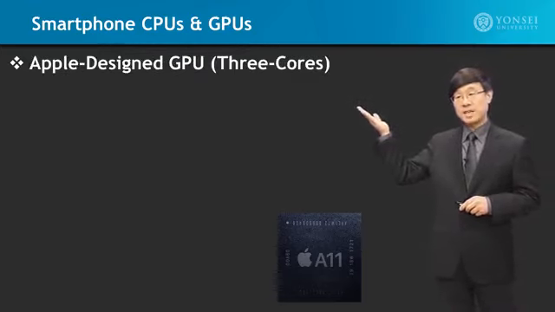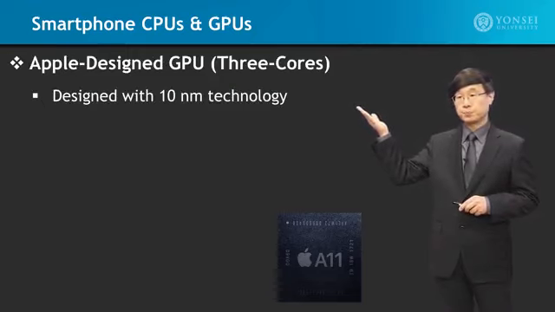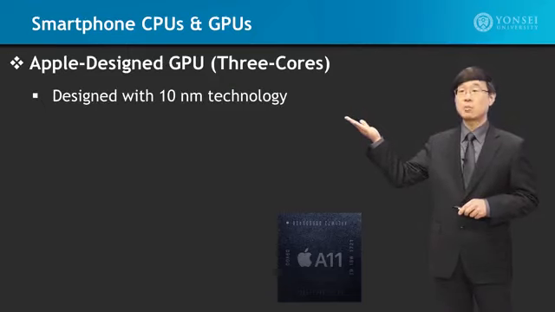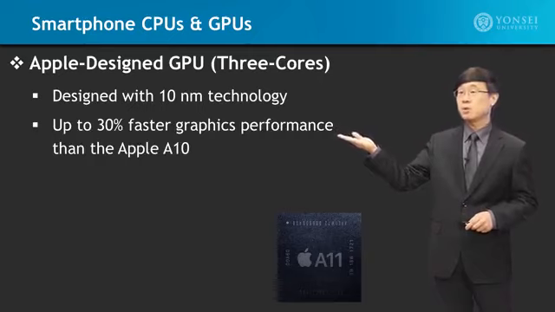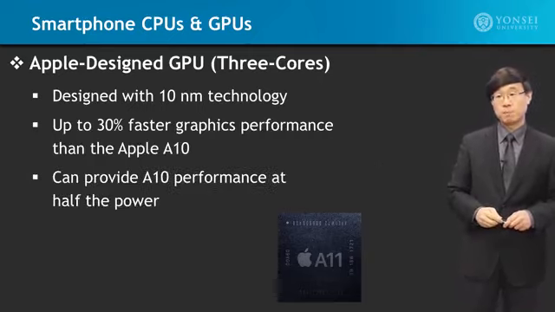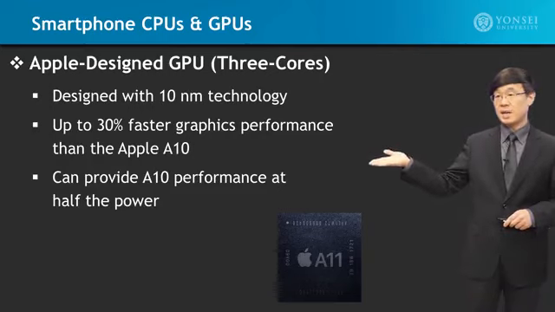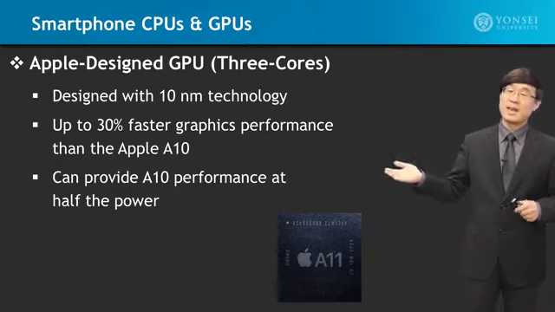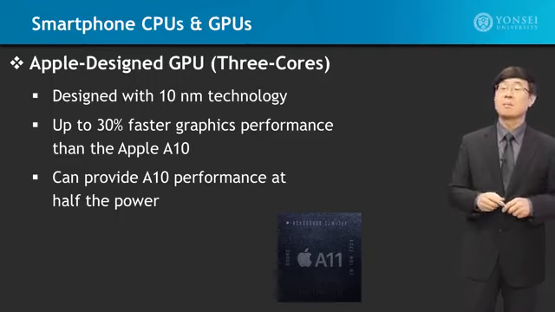Also, for the Apple-designed GPUs with 3 cores, this is designed with 10 nanometer technology. In addition, up to 30% faster graphics performance than the Apple A10 chip, and can provide A10 performance at half the power. That is a significant power reduction.